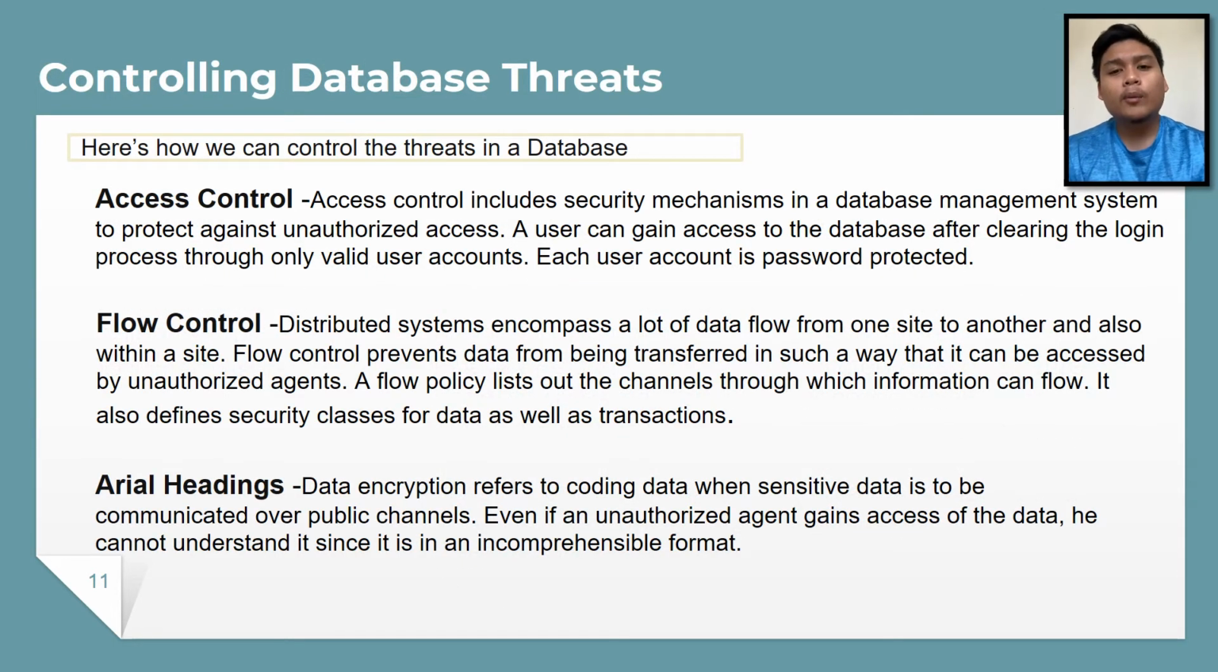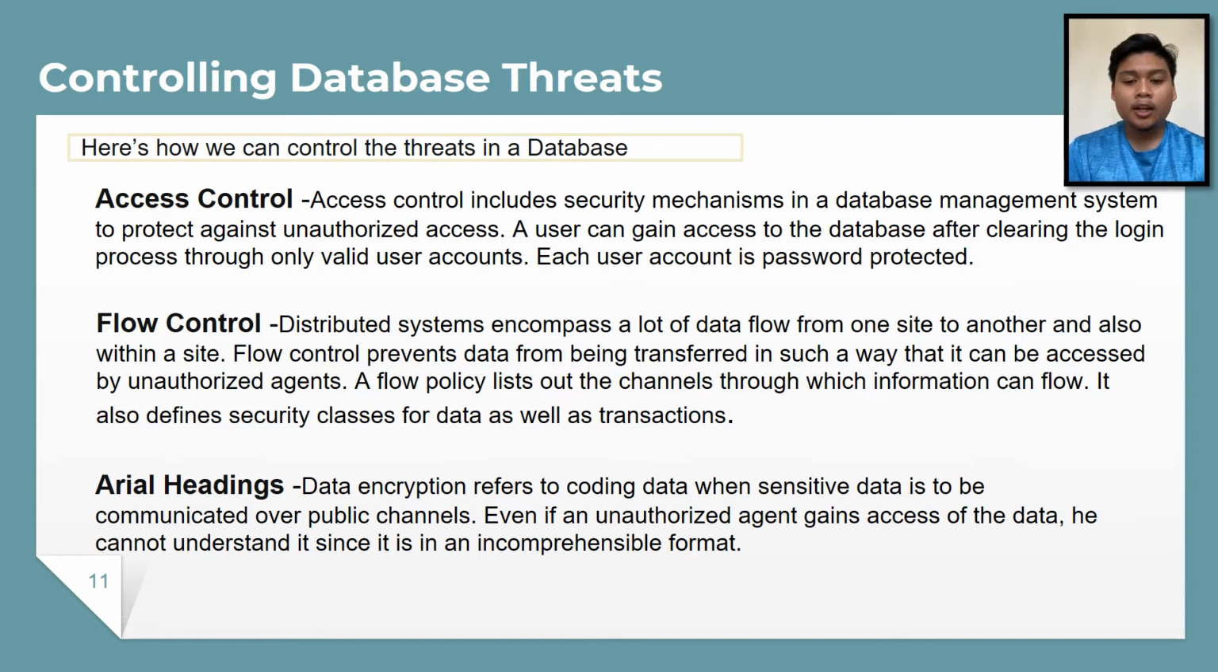So, how can we control a threat in a database? How can we manage the threat in a database? Here I have listed out a few controls that we can use to manage the threat in a database. First is the access control. Access control includes a security mechanism in a database management system to protect against unauthorized access. A user can gain access to the database after clearing the login process, only through valid user accounts.